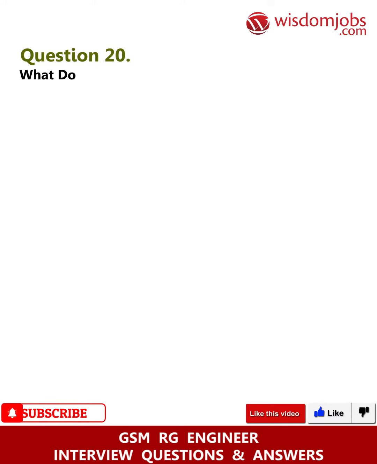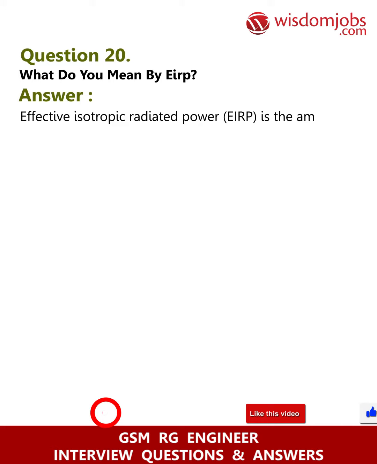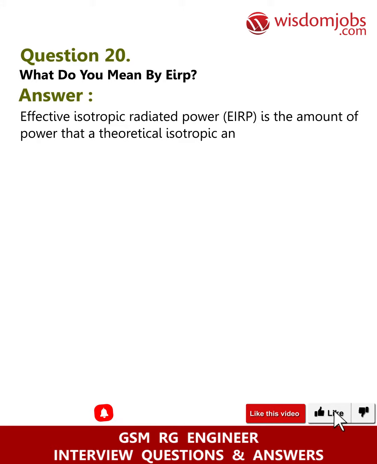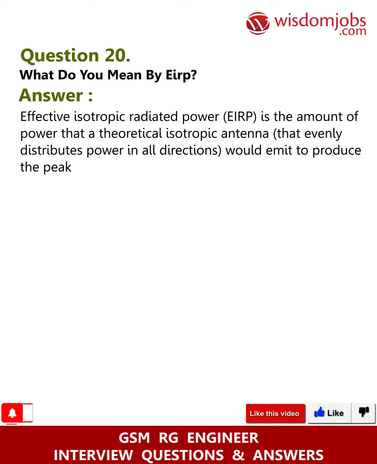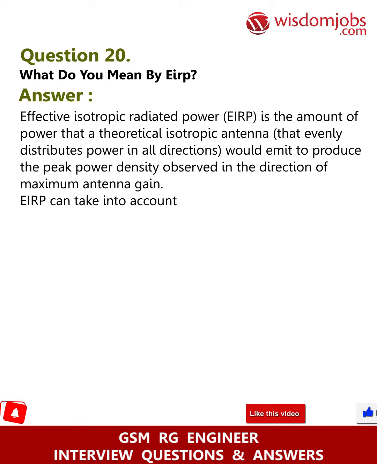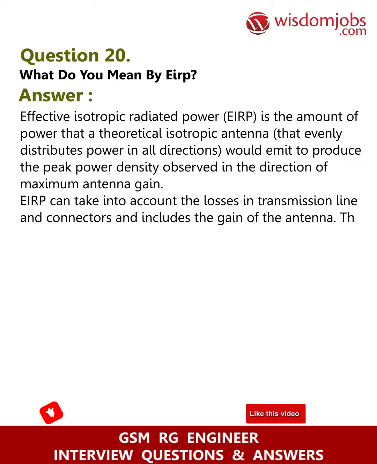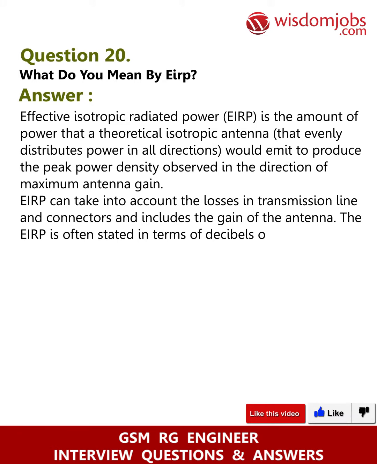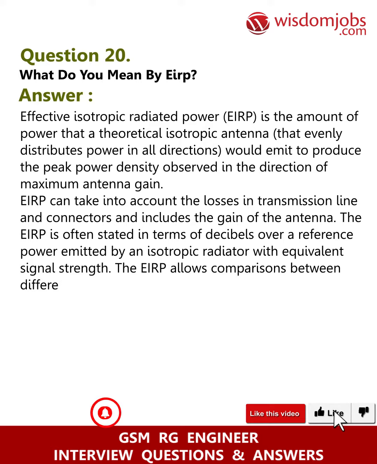Question 20. What do you mean by EIRP? Answer. Effective isotropic radiated power (EIRP) is the amount of power that a theoretical isotropic antenna that evenly distributes power in all directions would emit to produce the peak power density observed in the direction of maximum antenna gain. EIRP can take into account the losses in transmission line and connectors and includes the gain of the antenna. An EIRP is often stated in terms of decibels over a reference power emitted by an isotropic radiator with equivalent signal strength. The EIRP allows comparisons between different emitters regardless of type, size or form.